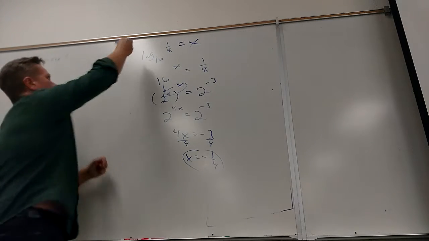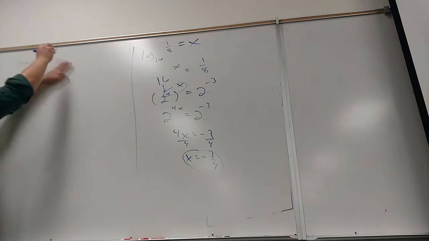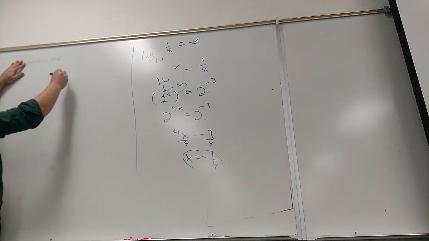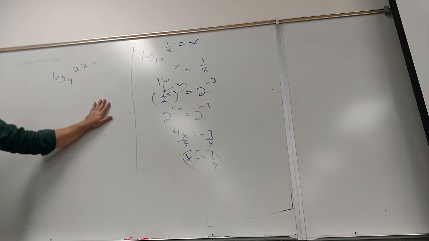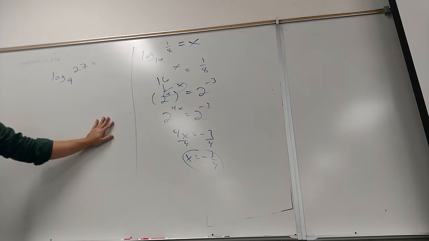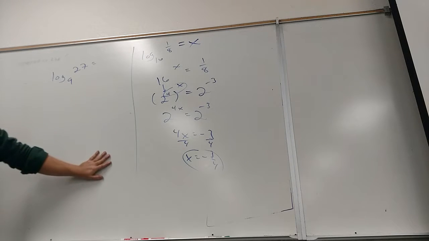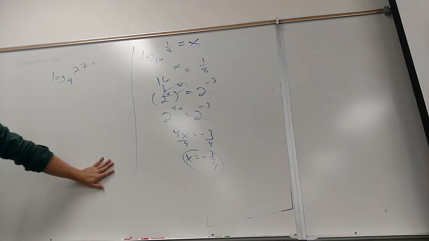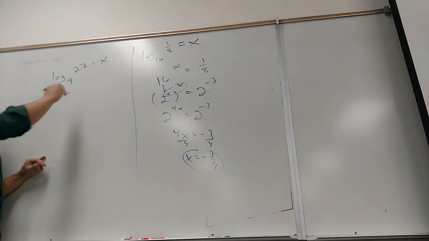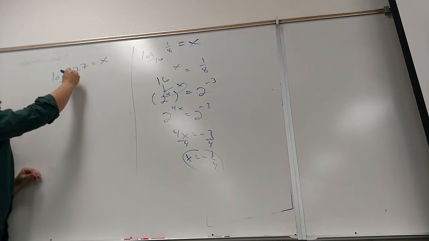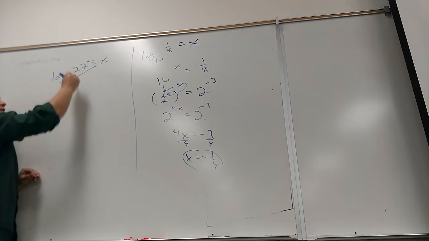So for example, if I had, what you got, Jeff? Log base 9 of 27. Can you just figure that out? 9 to what power is 27? And then you rewrite it. How could I rewrite this? 9 to the x power equals 27.